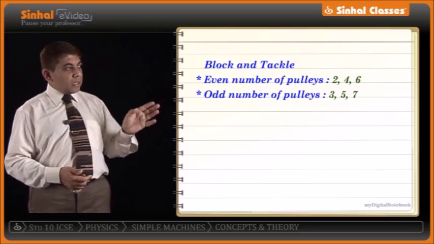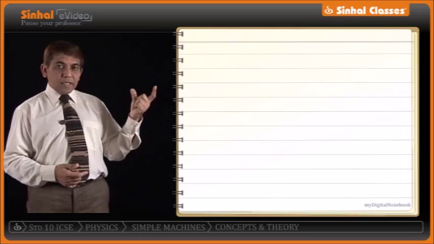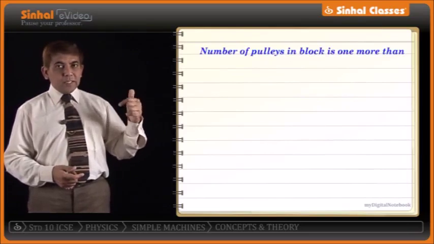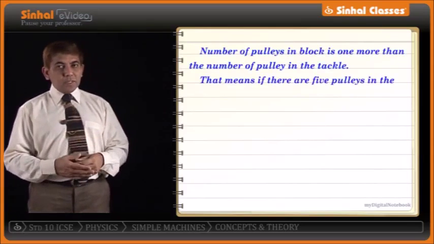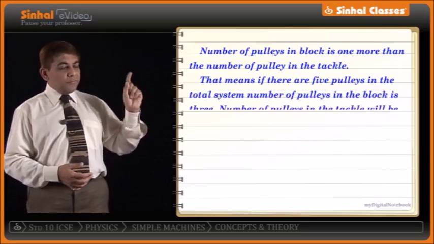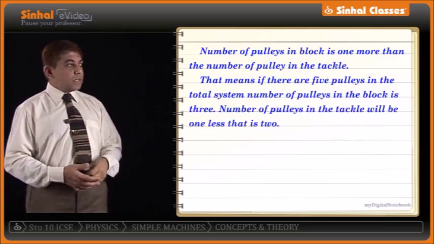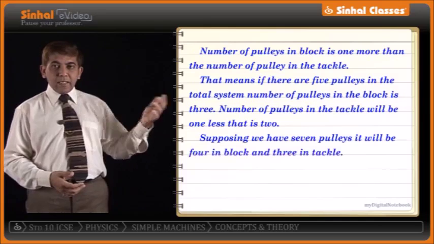Let's consider a block and tackle for an odd number of pulleys. The thumb rule that we apply here is that the number of pulleys in the block is one more than the number of pulleys in the tackle. That means if there are 5 pulleys in the total system, the number of pulleys in the block is 3. The number of pulleys in the tackle will be 1 less, that is 2. Supposing we have 7 pulleys, it will be 4 in the block and 3 in the tackle.